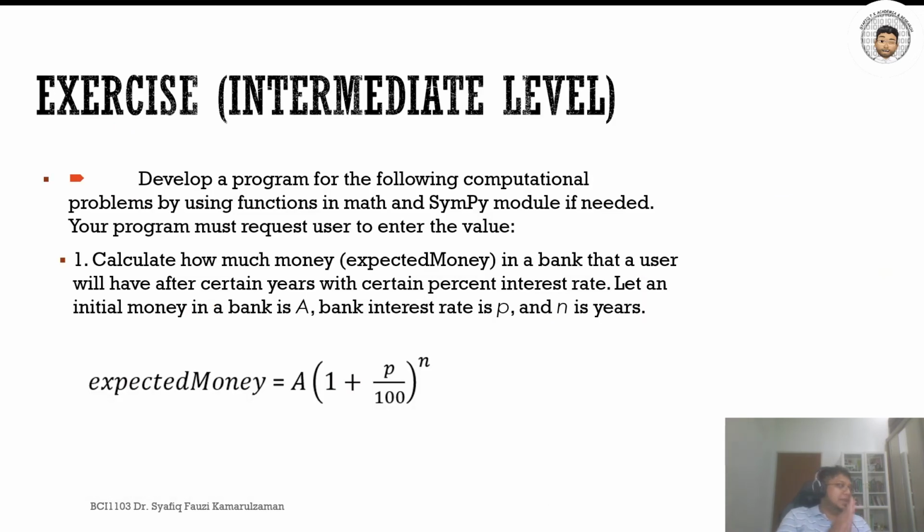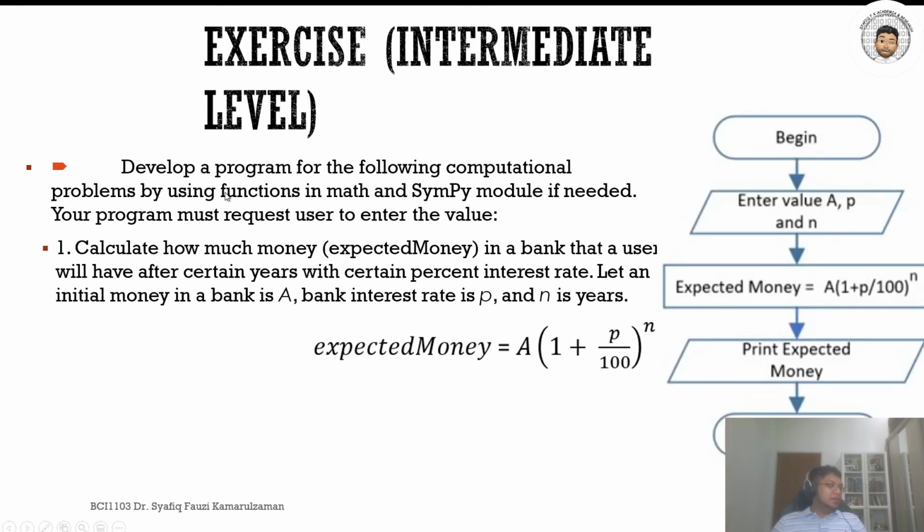This one is intermediate level. Develop a program for the following computational problems by using functions in math and the SymPy module. If needed, your program must request the user to enter the value. Calculate the expected money in a bank that a user will have after certain years with a certain percent interest rate. Let the initial money in the bank be A, the bank interest rate be P, and N the years. So this is the equation, the algorithm.